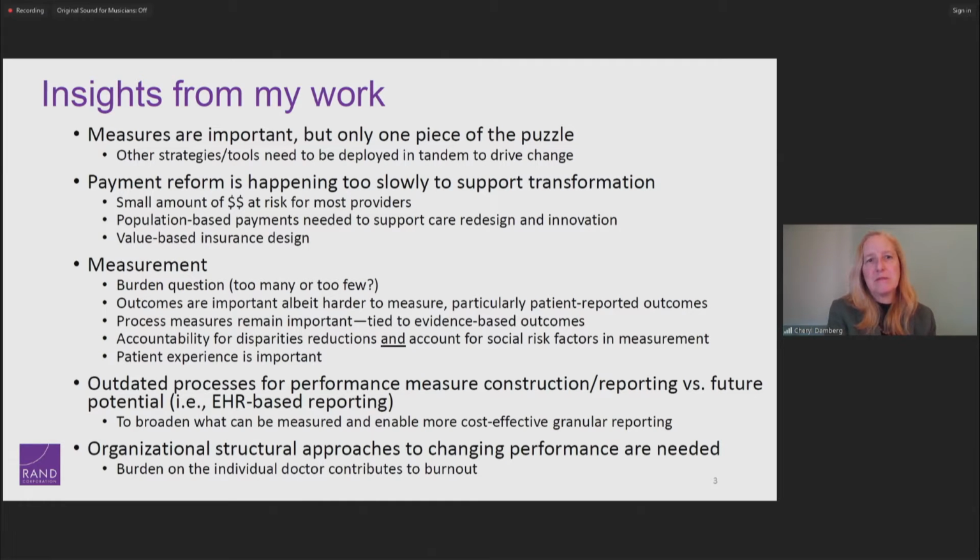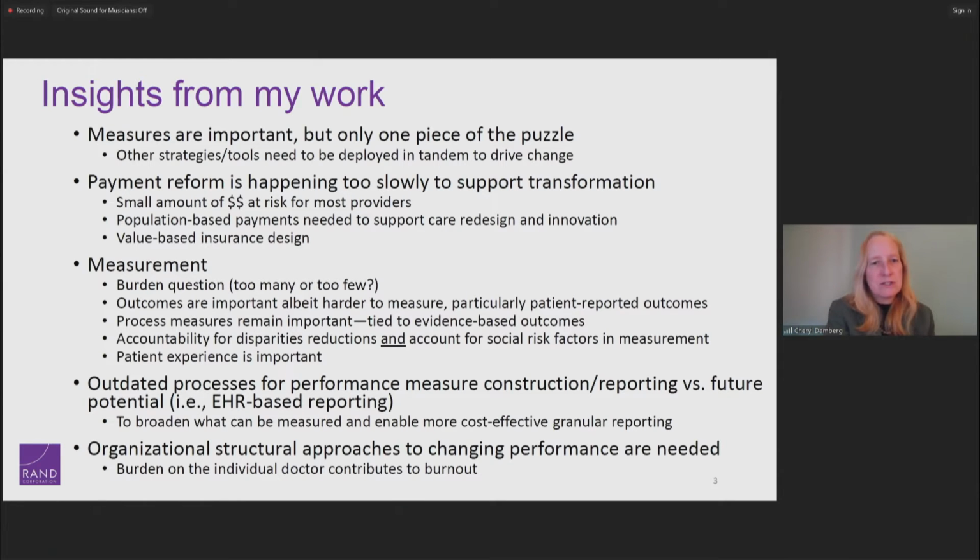And payment reform is really needed to support this care redesign and innovation. And another thing is changing up how we design insurance to drive value. So there are a number of things that should be considered in concert with performance measurement.